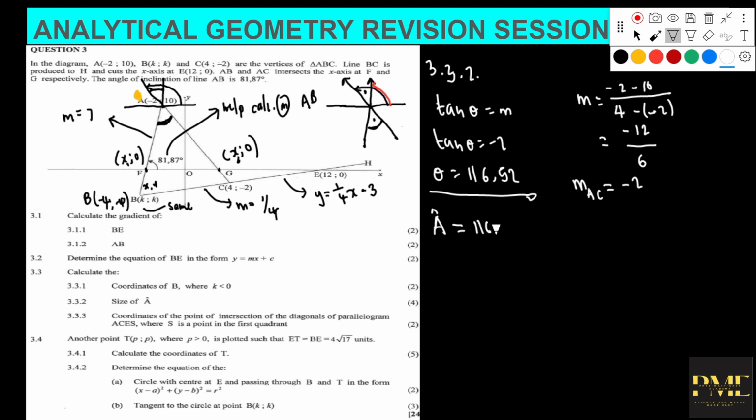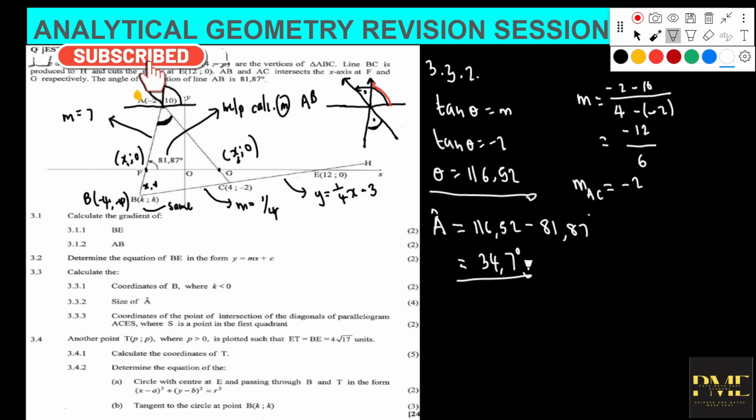So 116.52 minus 81.87, and now angle A should be equal to 34.7 degrees. Okay, right, guys.